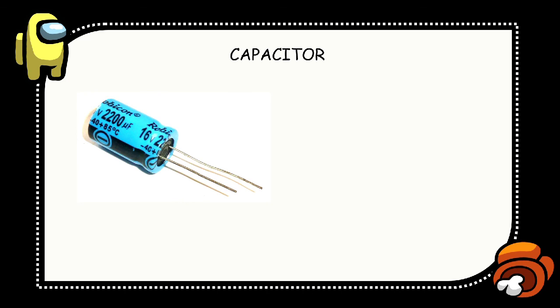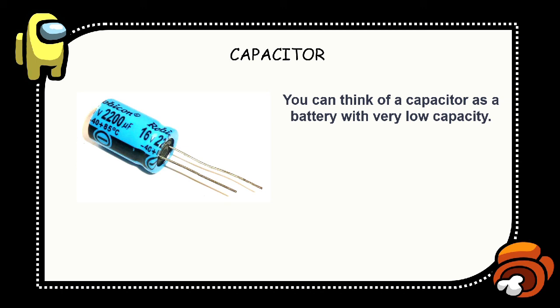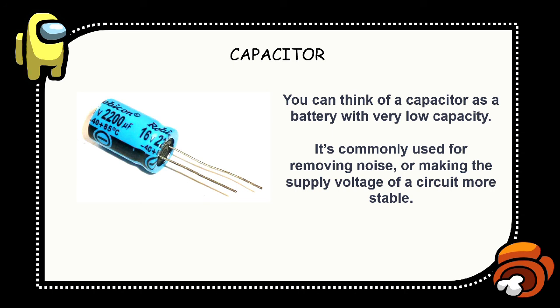Next component is the capacitor. You can think of a capacitor as a battery with very low capacity, where it's commonly used for removing noise or making the supply voltage of a circuit more stable. So, kung maghimo mo og circuitry sa breadboard nga ga-involve mo og LED lights, then manotice ninyo na naay times nga ang LED lights kay mag blink. Para mas stable siya, magamit mo og capacitor. Mura siyang stabilizer sa isa ka circuit.